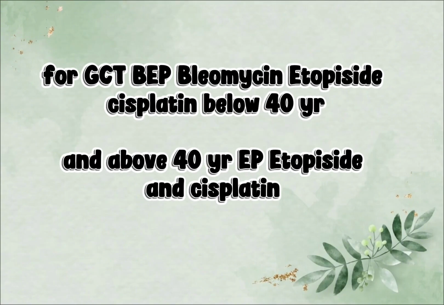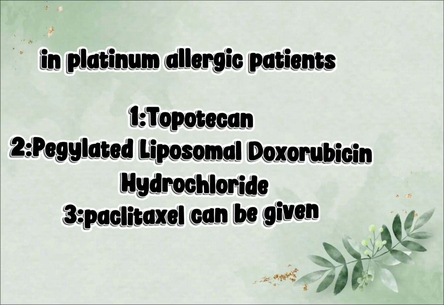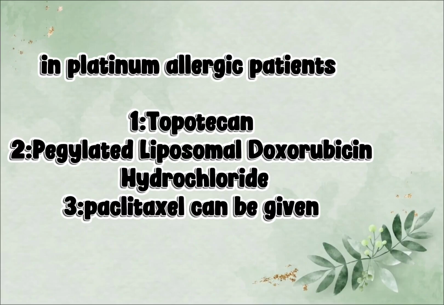And in case of granulosa cell tumor below 40, we can give bleomycin, etoposide and cisplatin, and above 40 we skip the bleomycin and give etoposide and cisplatin. Due to adverse effect of bleomycin we can skip the bleomycin, or we can reduce the dose from 30 to 20 units per meter square. In the cases in which patients are allergic to platinum based chemotherapy agents, we can give topotecan, pegylated liposomal doxorubicin hydrochloride, or paclitaxel as a single agent chemotherapy.